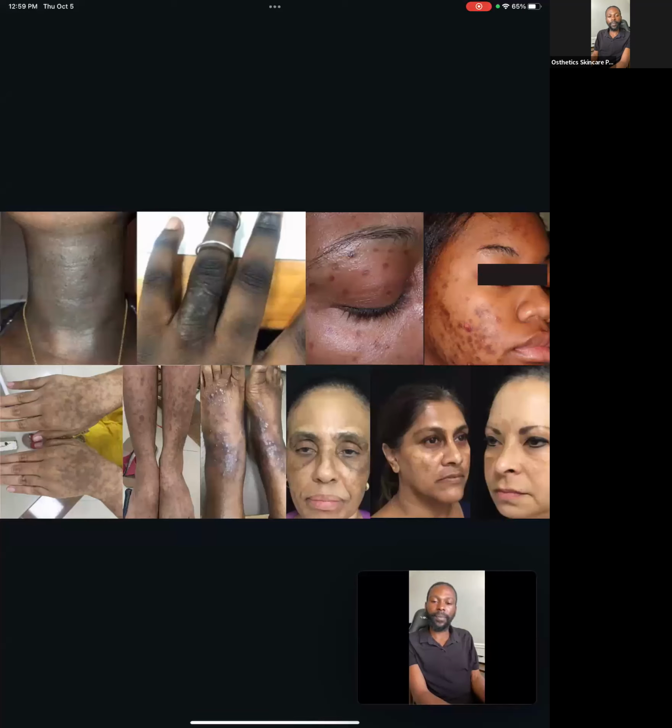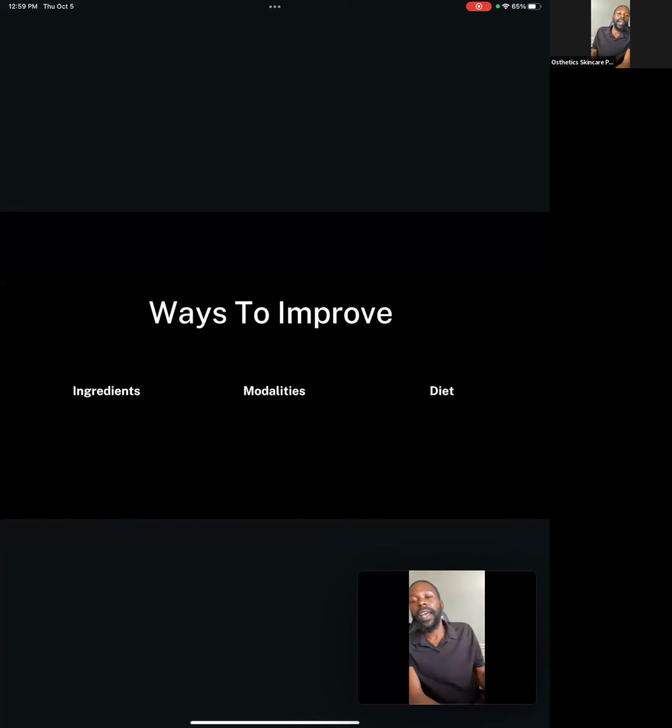Thank you. Okay. All right, so ways to improve these situations, ways to improve hyperpigmentation or sun damage, okay? Because both can be improved. It's not the end of the world. We have ingredients, modalities, and then there's diet. Now, we're not nutritionists, but we can make very, very light suggestions in regards to what has worked for us or what we know per our level of expertise.